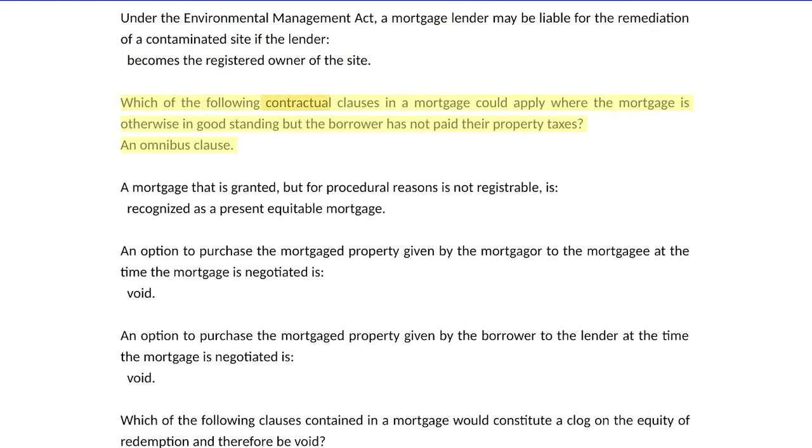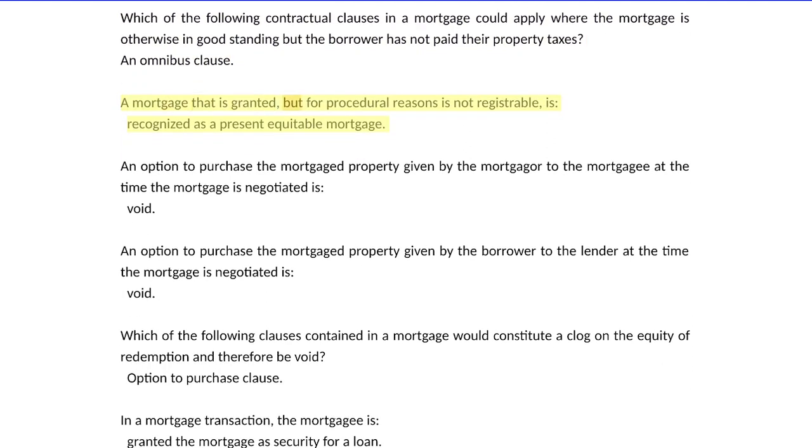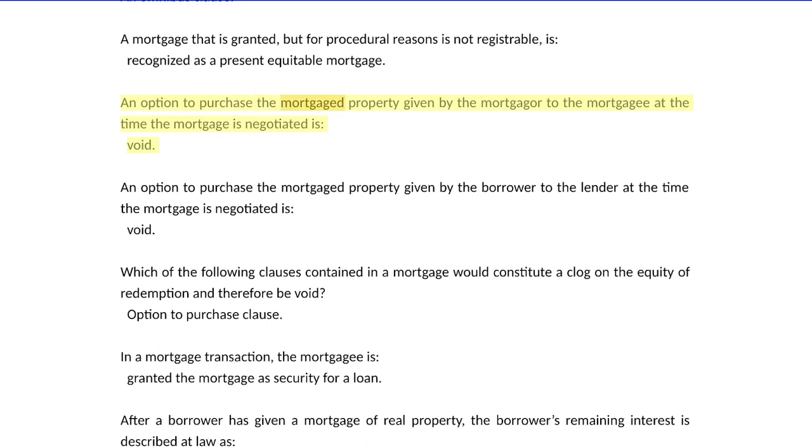Which of the following contractual clauses in a mortgage could apply where the mortgage is otherwise in good standing but the borrower has not paid their property taxes? An omnibus clause. A mortgage that is granted, but for procedural reasons is not registrable, is recognized as a present equitable mortgage. An option to purchase the mortgaged property given by the mortgager to the mortgagee at the time the mortgage is negotiated is void.